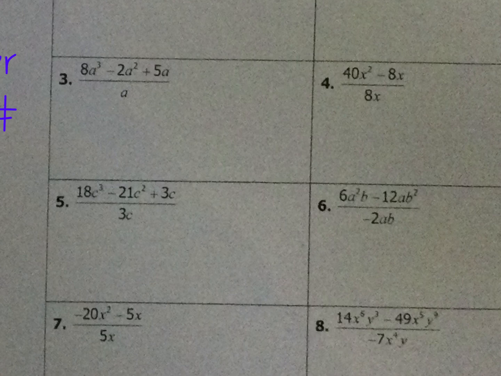Okay, so 14, divide the big guys. 14 divided by 7 is negative 2. And I've got x's and y's. 12 minus 2 is a 10. And 5 minus 2 is a 3.